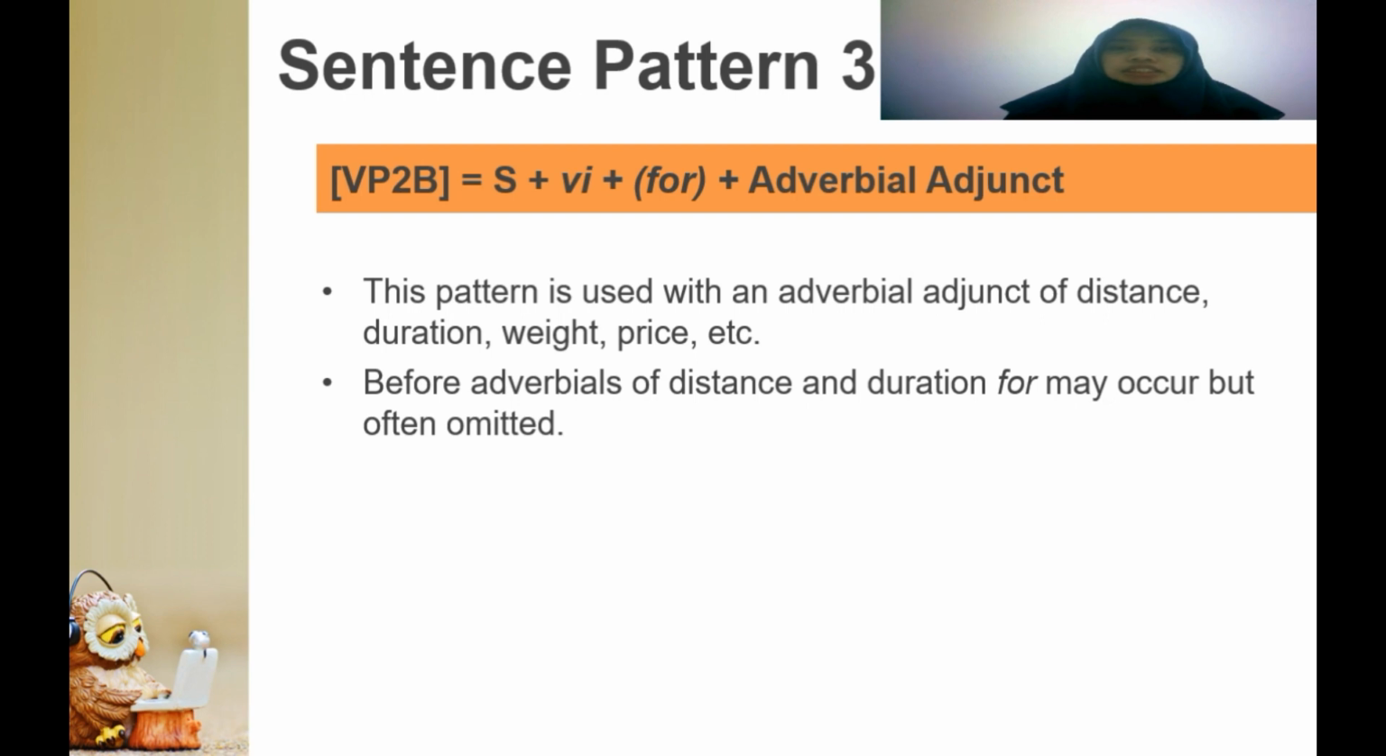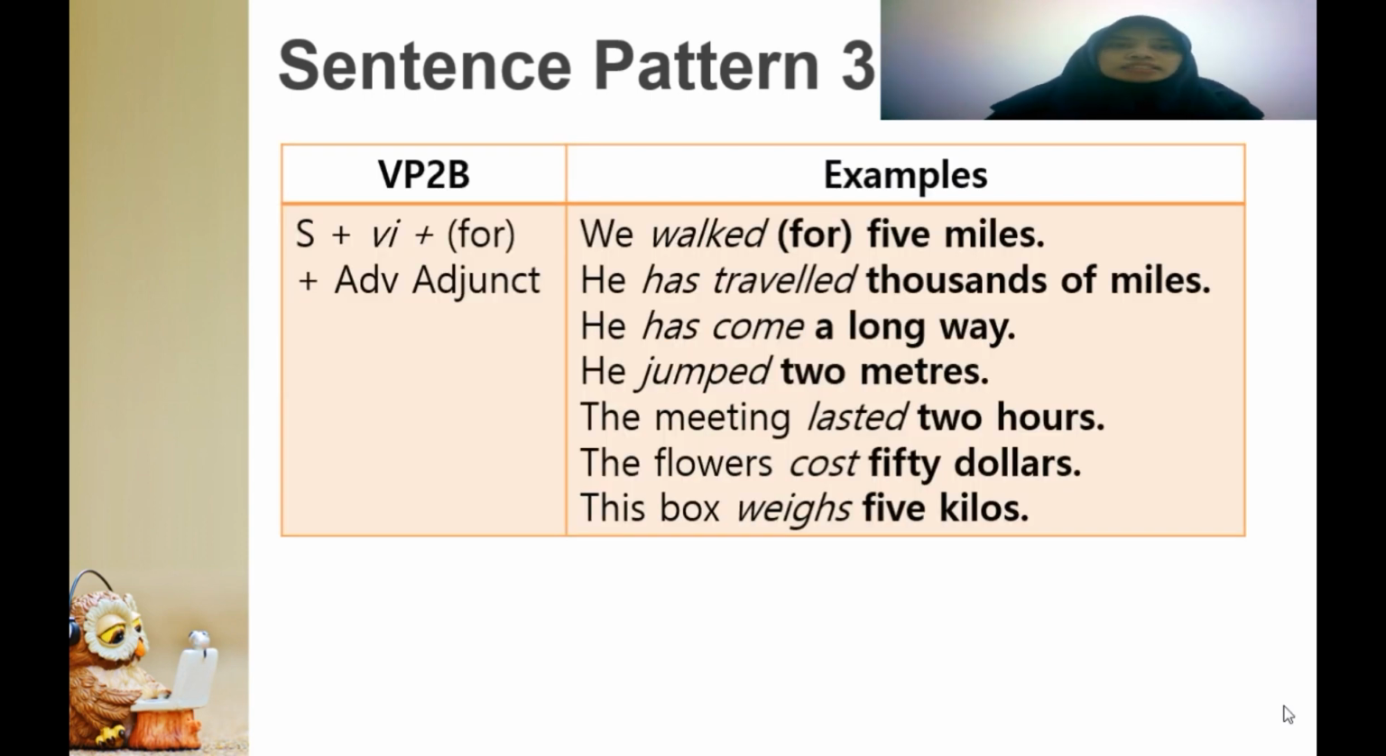Before adverbials of distance and duration, for may occur, but they often omit it. Alright, so these are the examples. We have the rule subject plus verb intransitive plus for. The for here is optional, and then we have the adverbial adjunct. For example, we walked for 5 miles. So we is the subject, and then walked here is the verb intransitive, and we have for. But for here is in the parentheses, meaning that it is optional. You can use it or you can omit it. 5 miles indicates the distance. So you can say we walked for 5 miles, or we walked 5 miles.